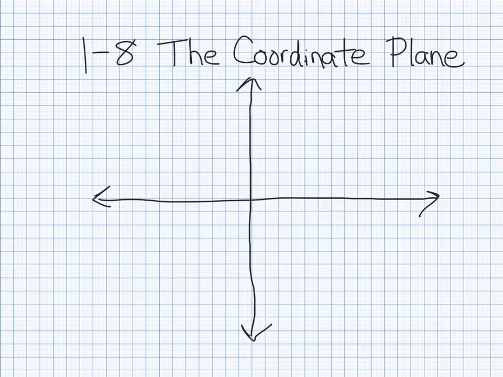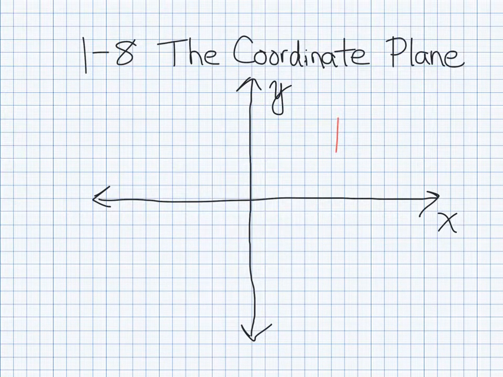All right, 1-8 is a very simple lesson. We're simply going to review some things about the coordinate plane. Basically, on the coordinate plane, the vertical axis is the y-axis, and the horizontal axis is the x-axis. We have 4 quadrants, so 4 areas of the graph. We usually use Roman numerals to indicate those quadrants.